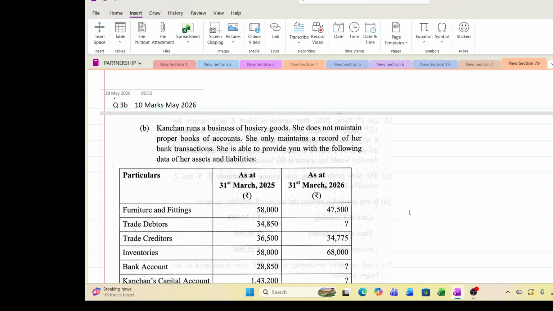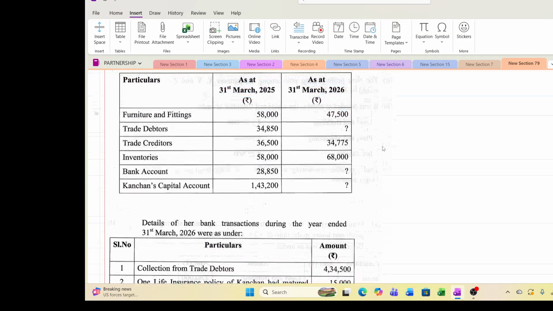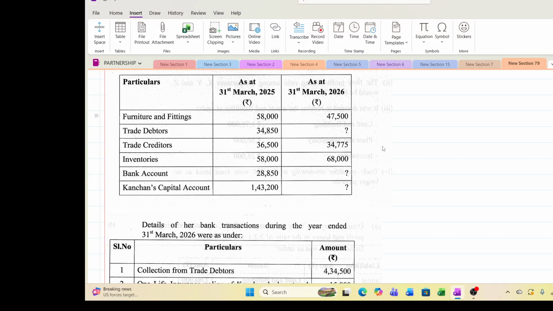Kanchan runs a business of hosiery and she does not maintain proper books of accounts. Now, in incomplete records, as I have told in my earlier videos also, first you have to look for whether the capital of the previous year is given or not. Yes, the opening capital is given, so there is no need of preparing an opening balance sheet.